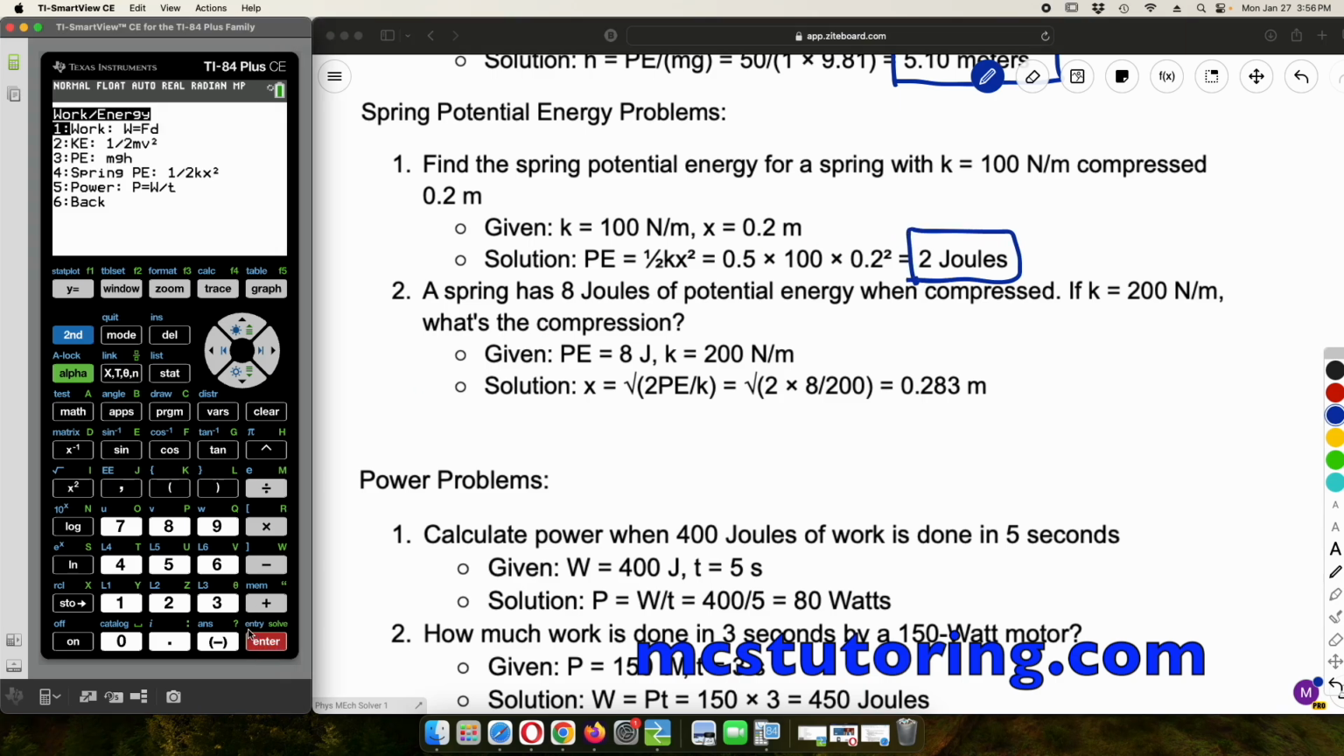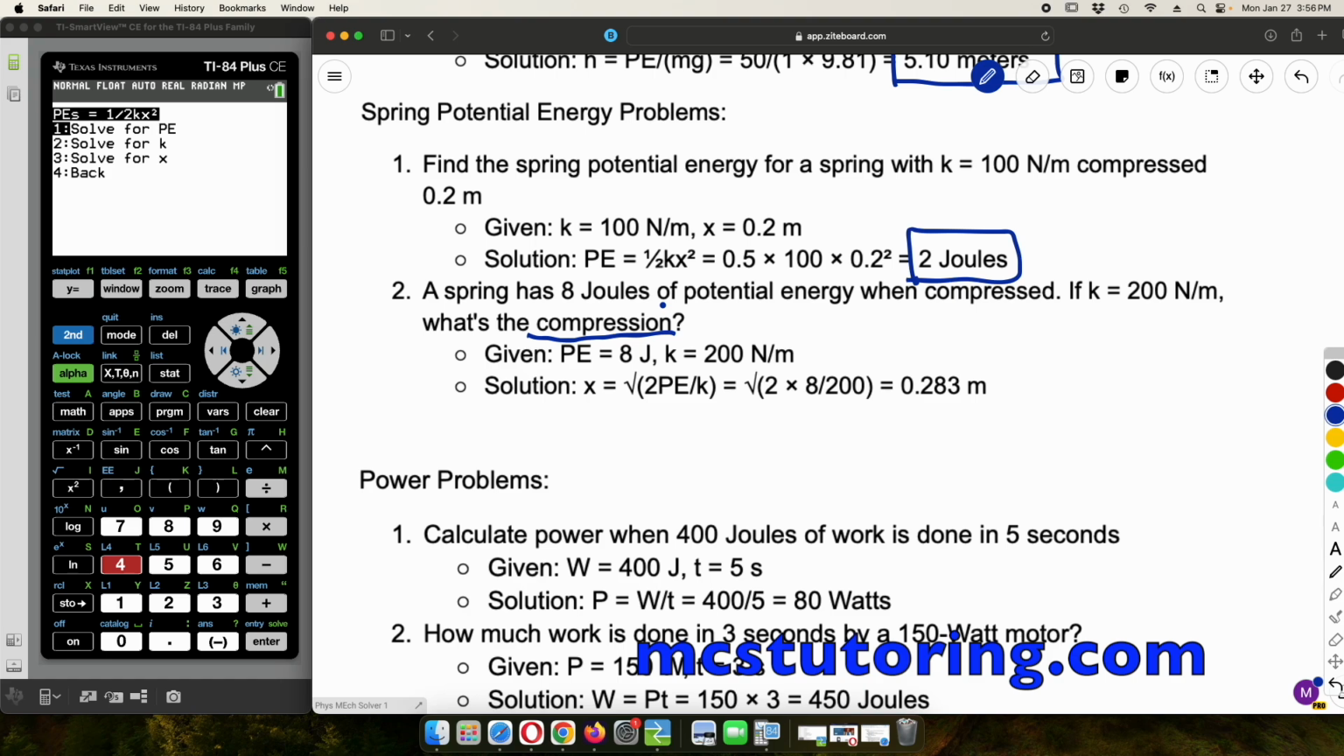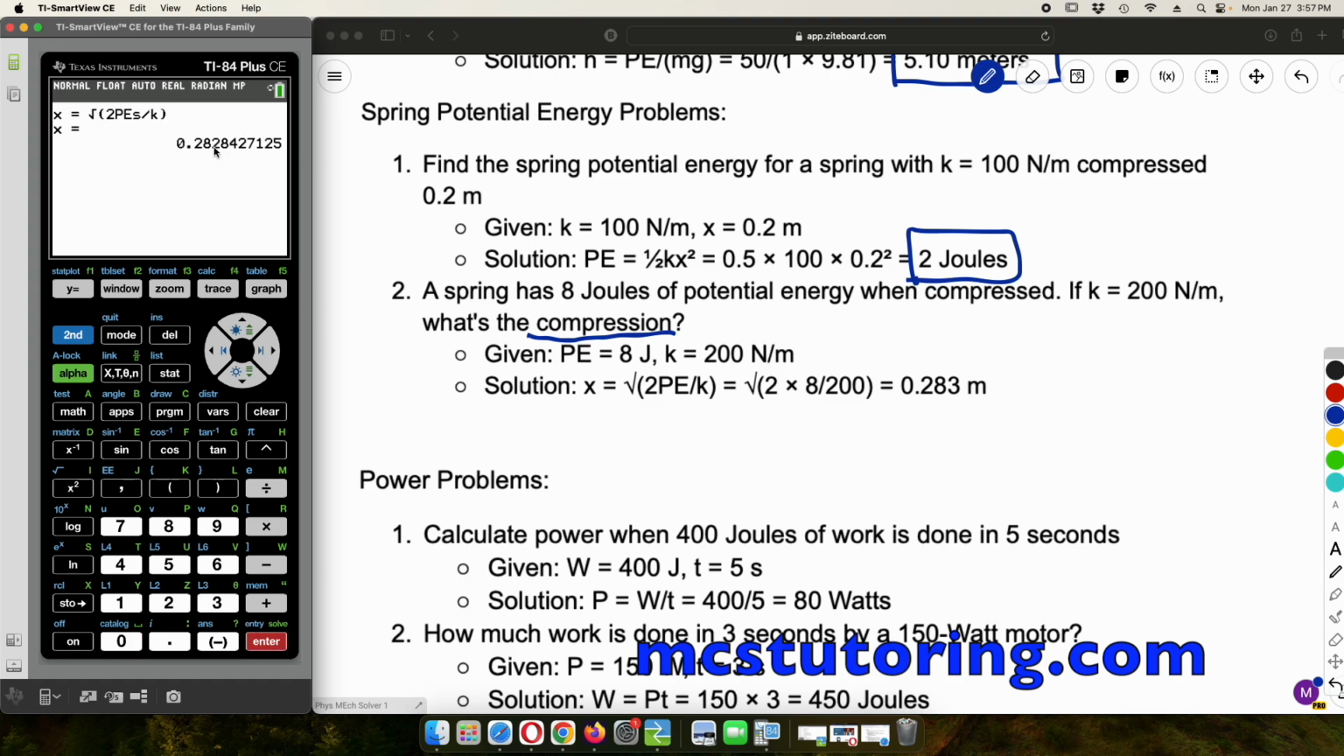Okay, good. Again, we're going to go to spring potential energy, and then we're looking for the compression, which is usually a distance over which a spring is compressed. Think of squeezing something down, like squeezing a spring down. So we're going to solve for option 3, X. The potential energy of the spring has 8 joules, and K is 200 newtons per meter. Then X is 0.283, which we're going to round to 0.283 meters.